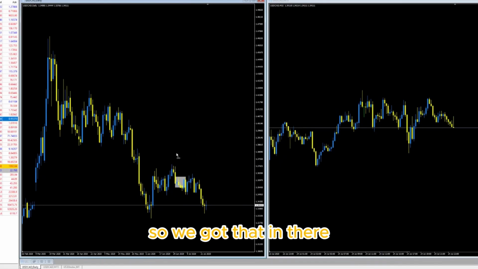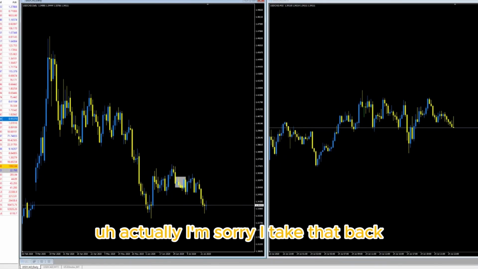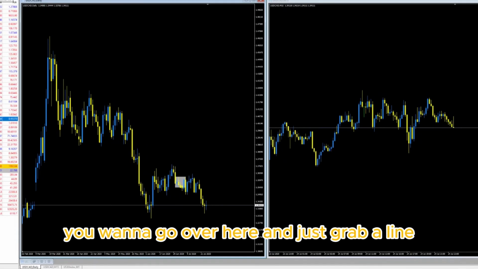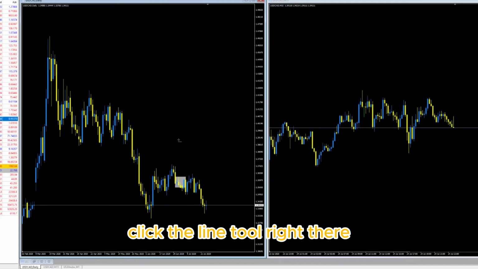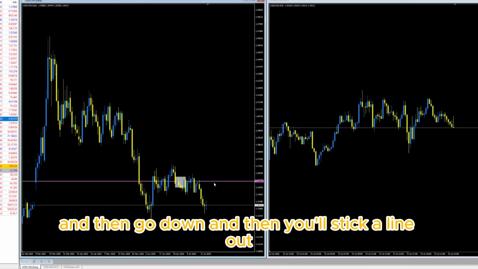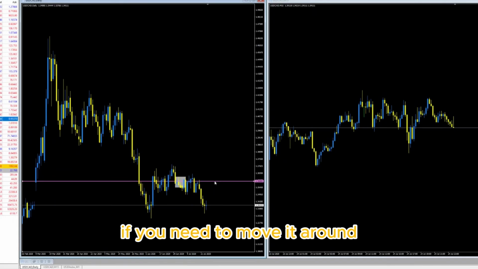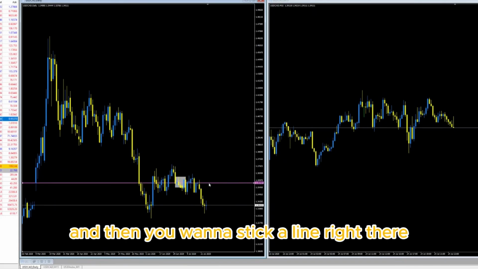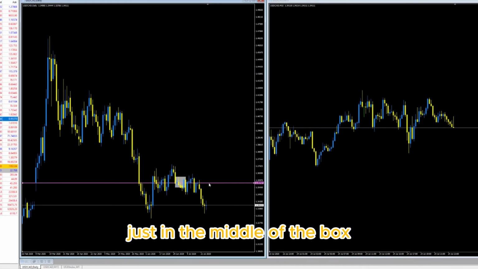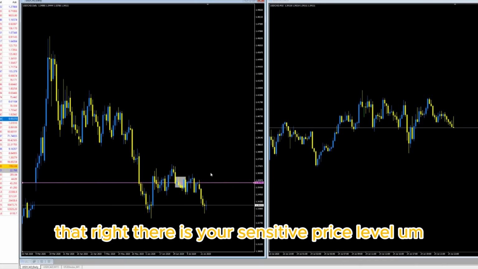So we got that in there, and then what you want to do is come up here and go to insert. Actually, I'm sorry, I take that back. You want to go over here and just grab a line. Make sure you have the chart highlighted. Click the line tool right there, and then go down, and you'll stick a line out. You can double click on it if you need to move it around. You'll get these little boxes at the edge. Then you want to stick a line right there just in the middle of the box. So on the daily, on dollar CAD, that right there is your sensitive price level.